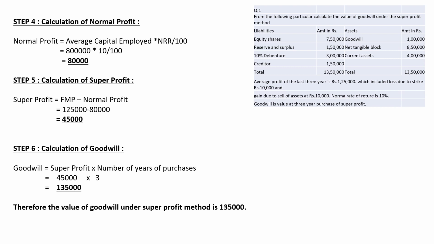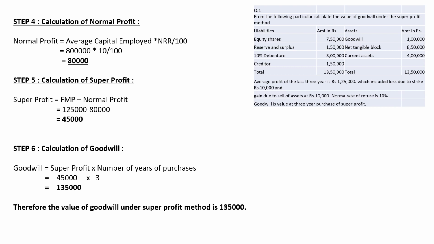So we have solved this problem sum in 6 steps. Our step number 1 was calculation of future maintainable profit. Step number 2, calculation of normal rate of return. Step number 3, calculation of average capital employed. Step number 4, calculation of normal profit. Step number 5, calculation of super profit. Step number 6, calculation of goodwill.